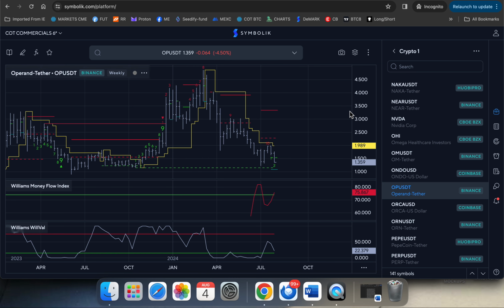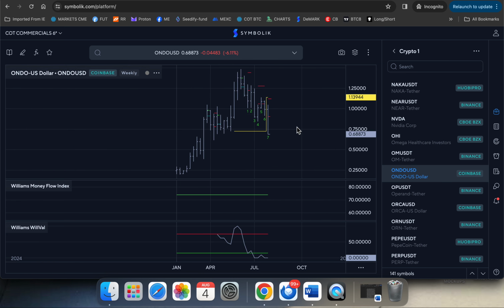OP, Ondo, I like Ondo, but I don't know. I might try to go in this 75 cent. It's already below that, so that's not going to hold. I'd probably go right here around 60 cents. I'd throw one right there.